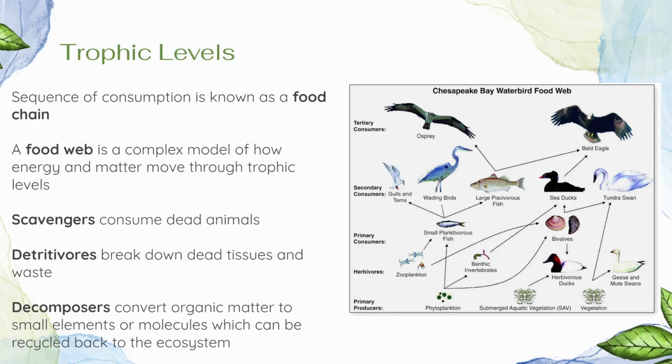A food chain is a simple linear sequence of consumption, like grass to a rabbit to a fox. However, a more complex and realistic model is a food web, which shows how energy moves through multiple trophic levels. Within a food web, you'll find other types of organisms, including scavengers like vultures, who consume dead animals, detritivores like dung beetles, which break down dead tissues and waste products into smaller particles, and decomposers like fungi and bacteria, which convert organic matter into small elements and molecules that can be recycled back into the ecosystem.